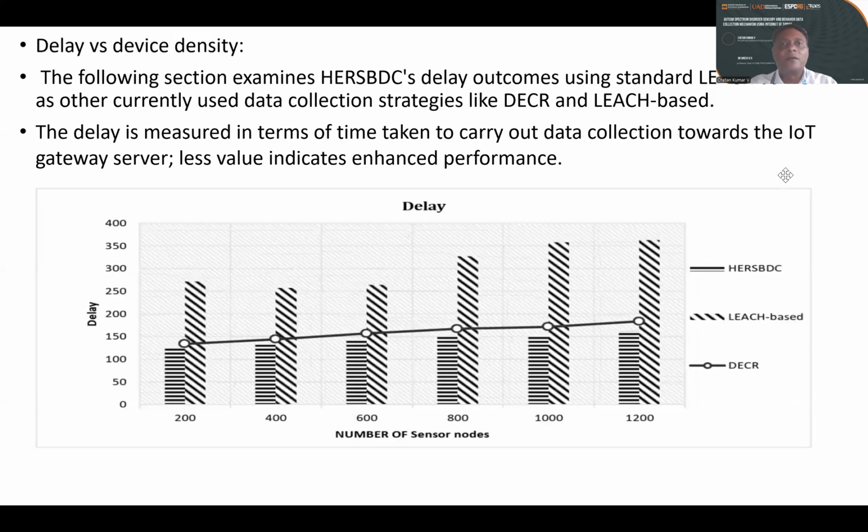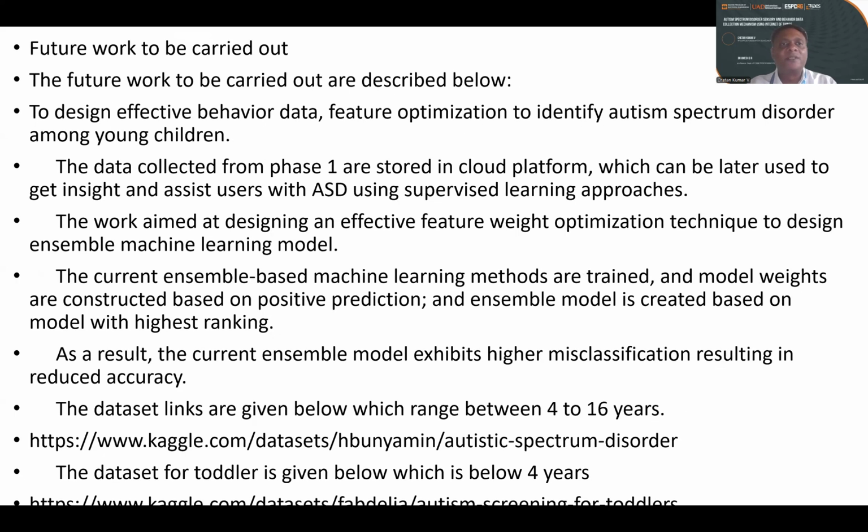A comparative analysis between the delay and the device density. The following section actually gives that particular comparative analysis. So the delay is measured in terms of time taken to carry out the data collection towards the IoT gateway server, and a lower value indicates enhanced performance. So you can see the enhanced performance of our system compared to the existing system.